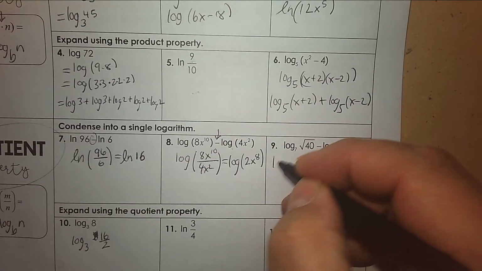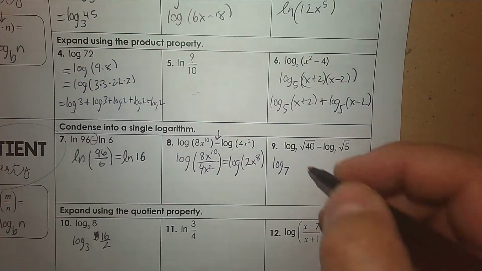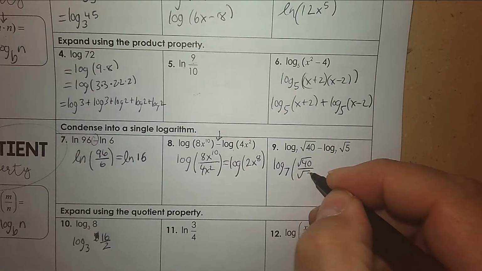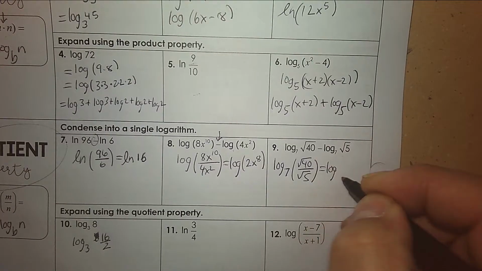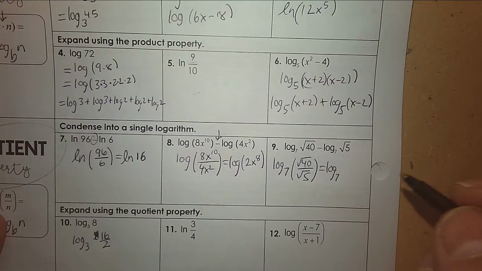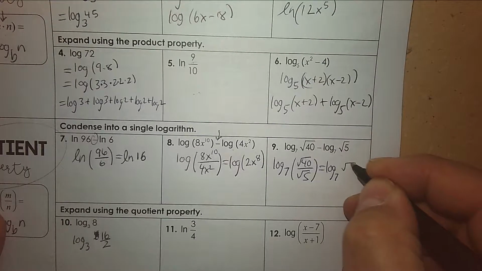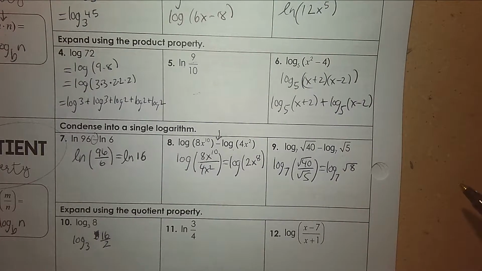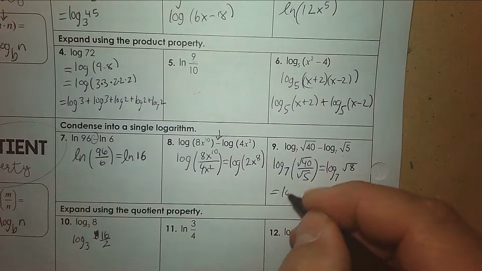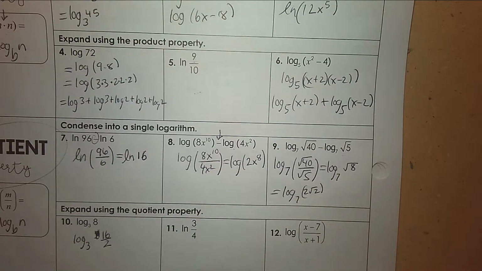Number 9. If the bases are the same and you're subtracting, what do I do here? Do you remember how to simplify radicals? Yeah. So what's that the same as? Close. What? Oh, there we go. 8, right? So we could also write that as 2 root 2 if you like.